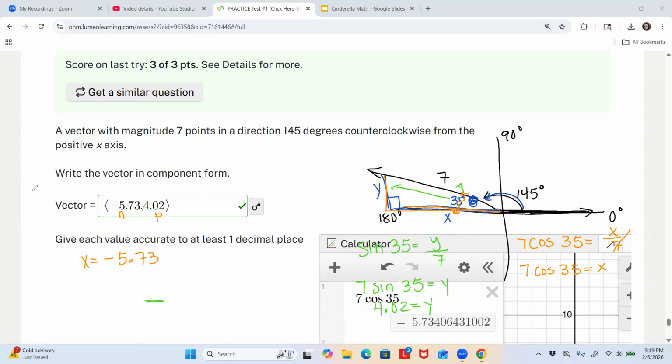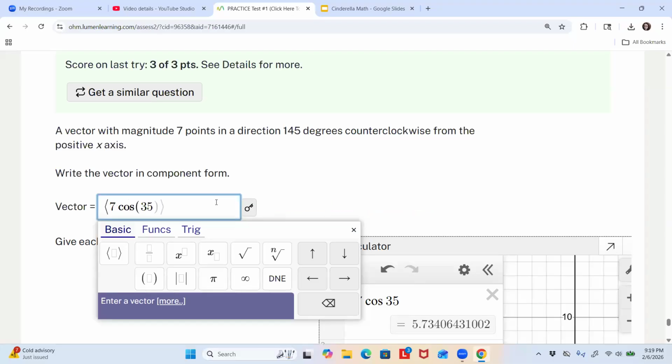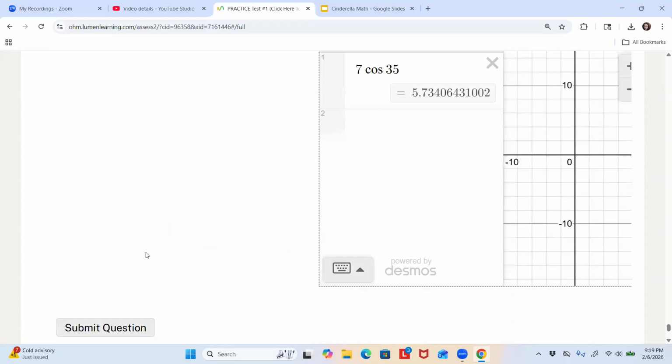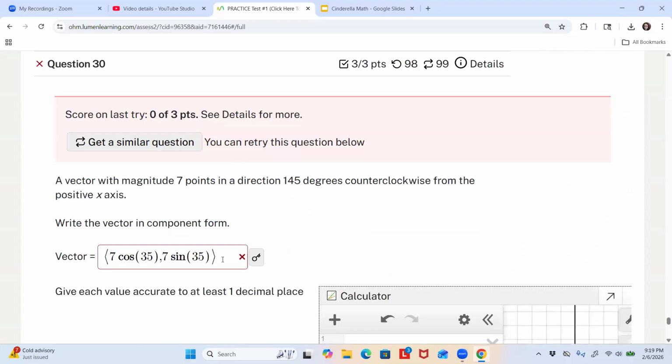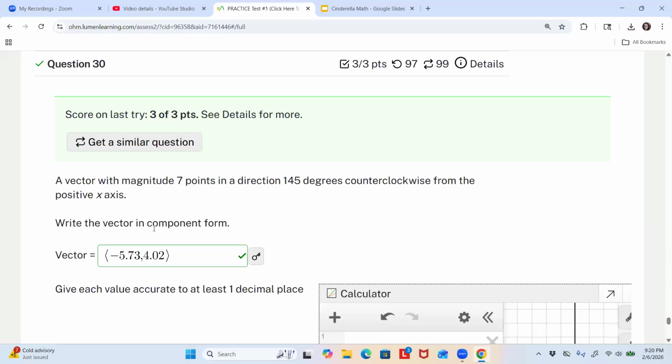And that's it. I wonder if they would have taken, just for kicks and giggles, the x was actually 7 cosine of 35 degrees, and the y was 7 sine of 35. I wonder if they would have taken that. Let's see. No. Okay. So they did want it rounded. And they do want it in vector form, so write the vector in component form. So make sure you do the symbols. There we go. Okay. All right, that concludes it.